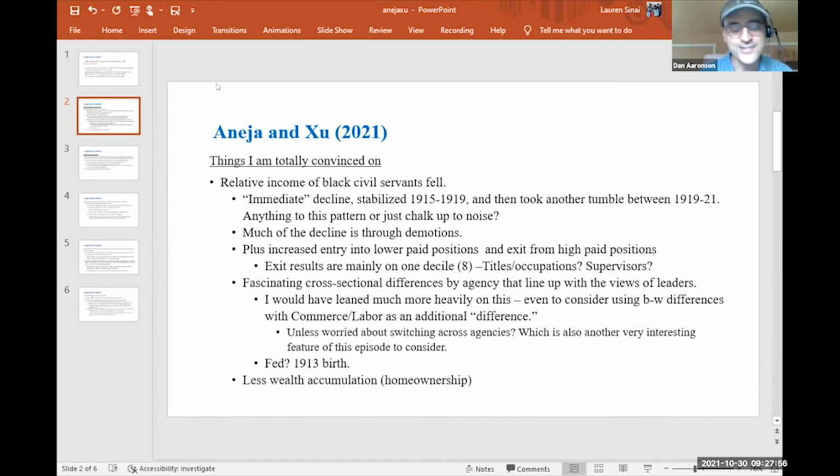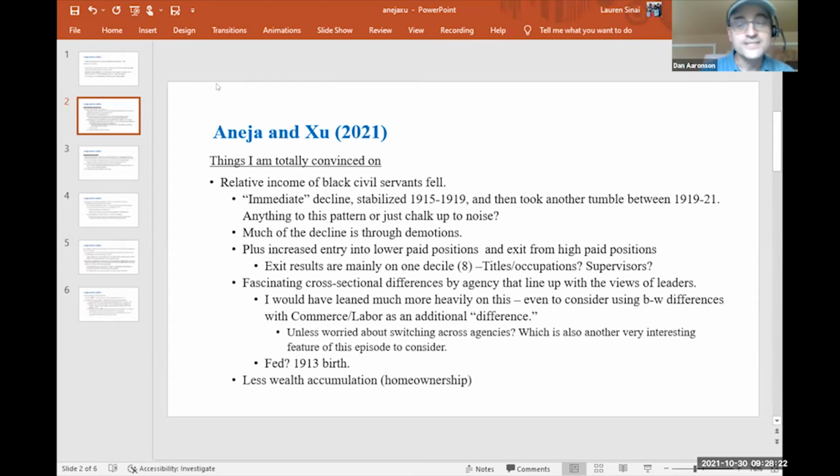At least statistically, you can't tell the difference. And then there's another tumble between 1919 and 1921. I'm not sure if I should make a big deal about this or not. It may just be noisy estimates, but that secular pattern seems kind of intriguing, and it would be kind of nice to know something about changes in the way the policy was handled over time and whether you actually see that in the data. So that's number one.